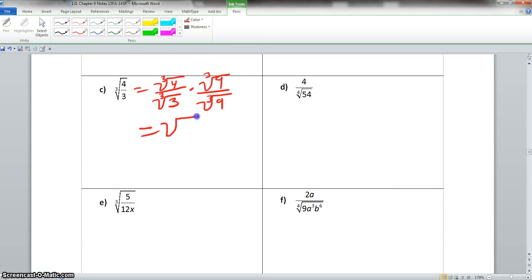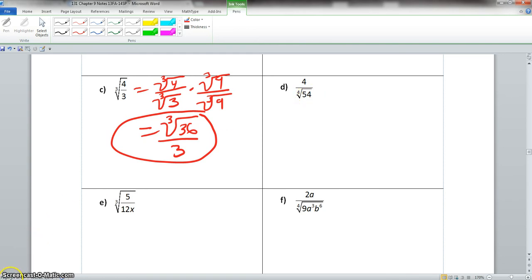But our numerator, it'll be the cube root of 36 all over the cube root of 3 times the cube root of 9. We know is 3. So this is our final answer. Now here we have 4 to the 4th root of 54. So we need to multiply this by what would make this a perfect 4th root.